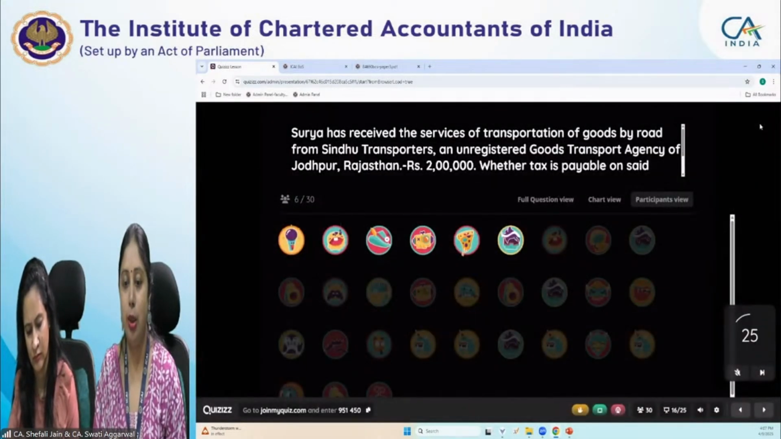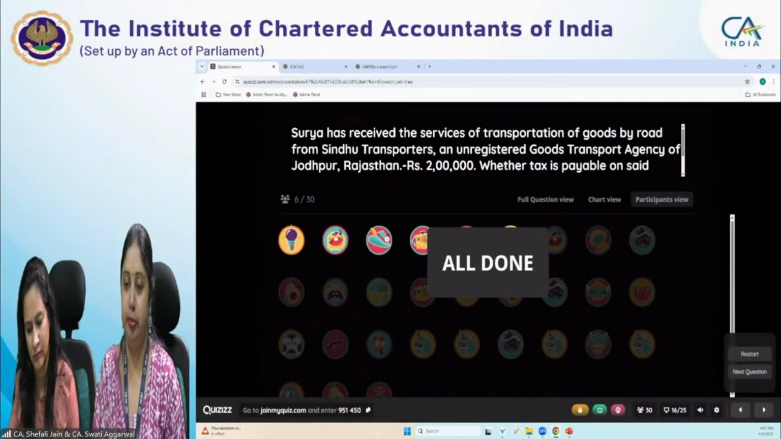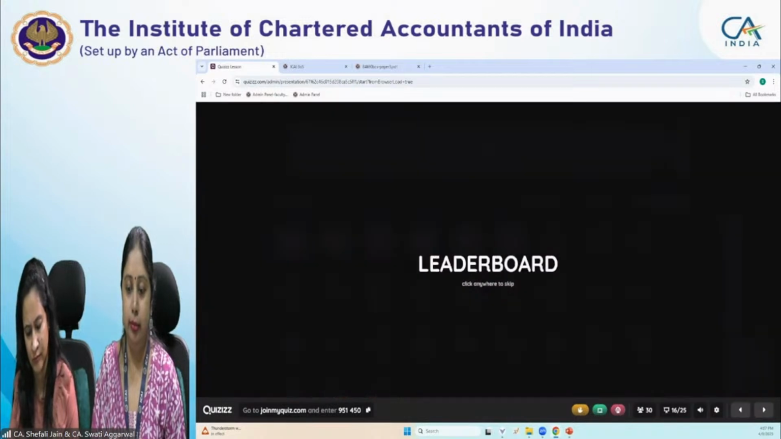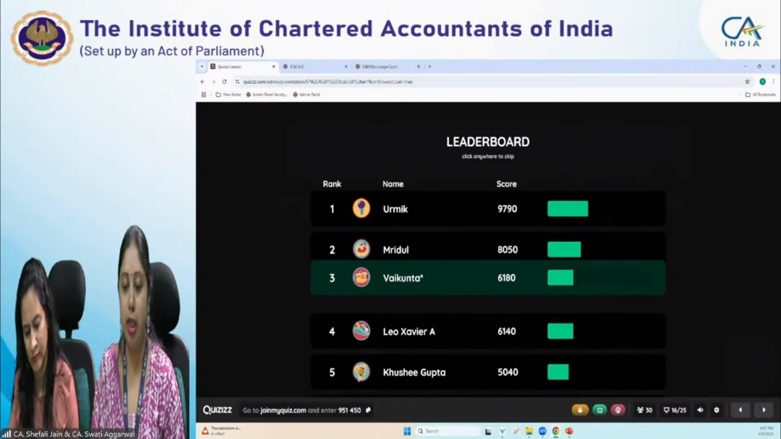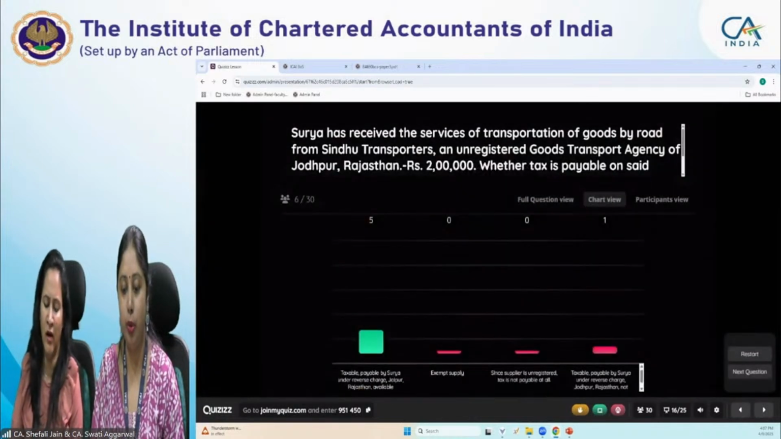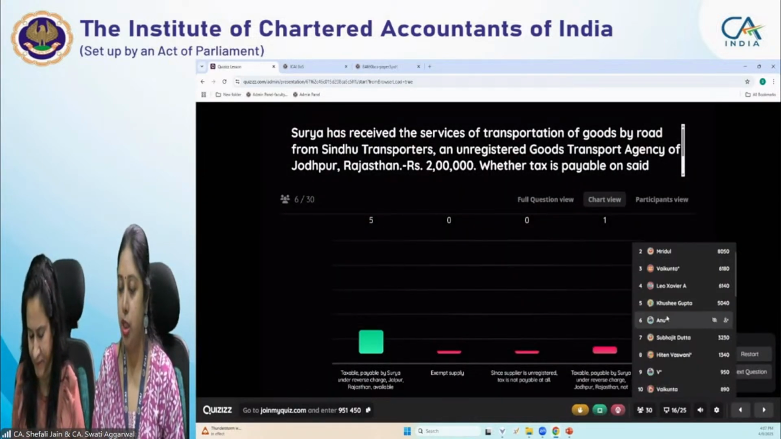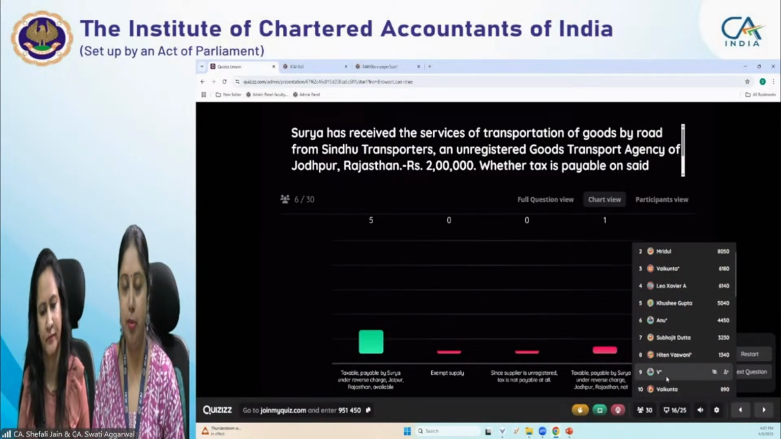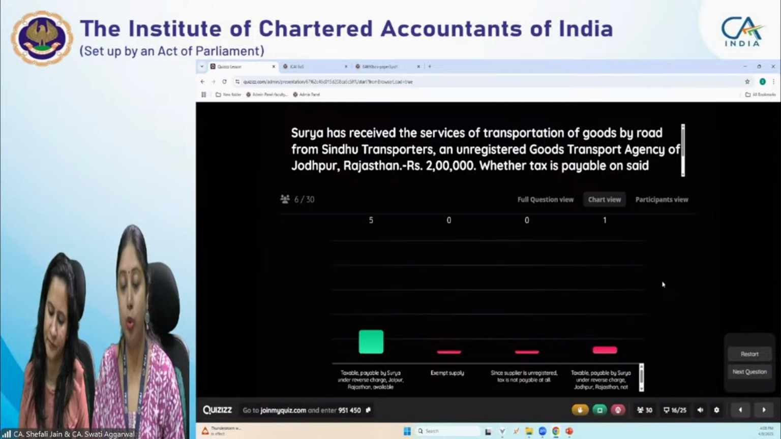Let us see what our leaderboard says. So on the leaderboard, we have Urmik again on the top, followed by Mridul, Vaikunt, Leo, and then we have Kushi, Anu, Shubhajit, Hiten, and V. So in this question, the correct answer is marked by 5 students. In fact, good to see that all of you have answered correctly except one.